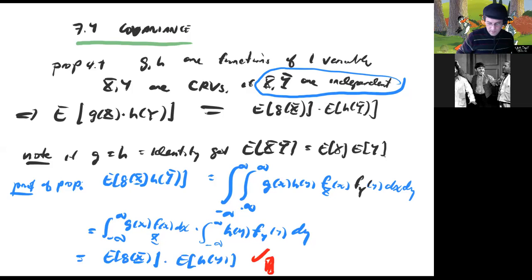Okay, and so this leads to the following interesting definition. Remember that in this proposition that we just proved, we have an assumption of independence. So if they're not independent, we cannot expect this equality to hold, and we're going to use that to our advantage.